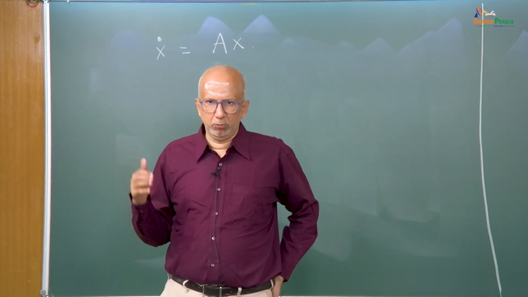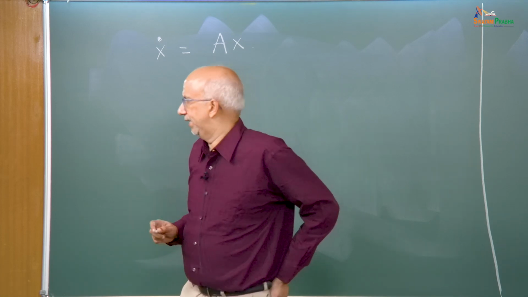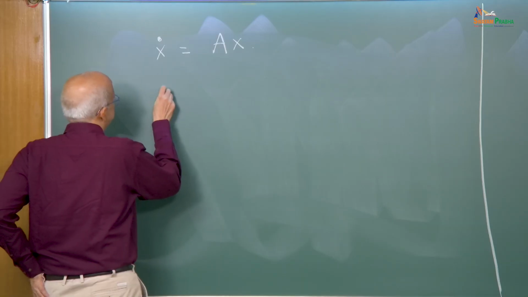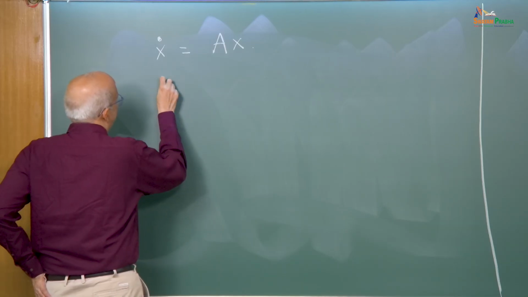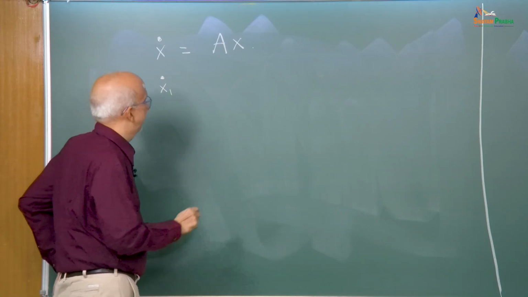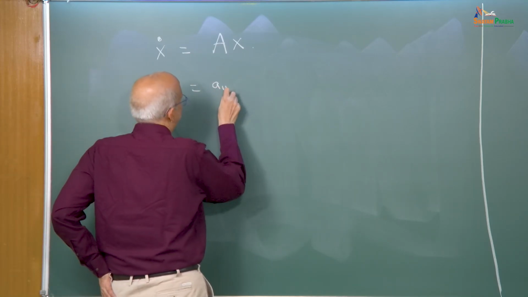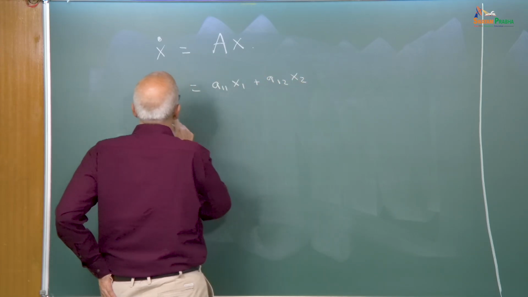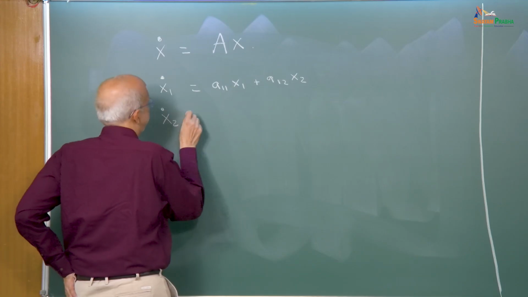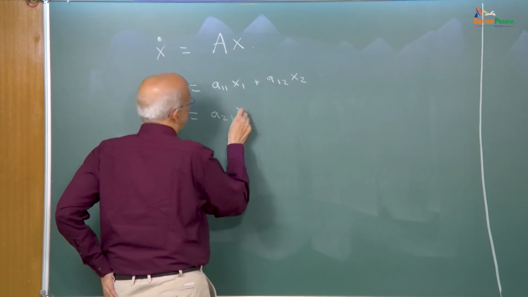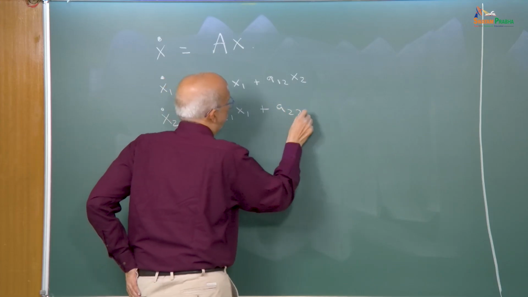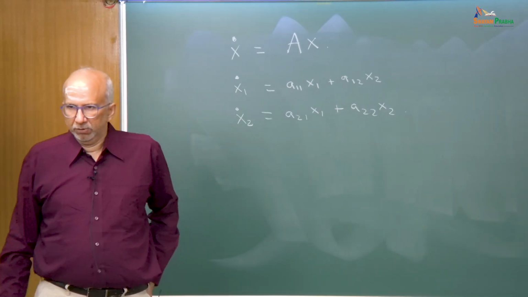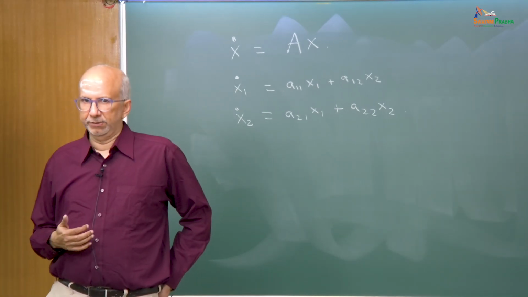Now, let me explain to you what is the meaning of x dot equal to Ax. It is like saying I have two differential equations, let us take a simple 2 dimensional case. x1 dot, where the dot represents the time derivative, is of the form a11 x1 plus a12 x2. x2 dot is a21 x1 plus a22 x2. So, I have two equations which are coupled to each other and they are linear.